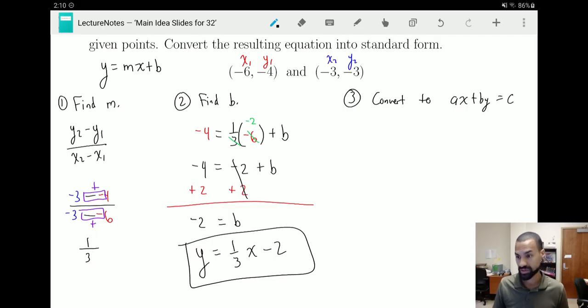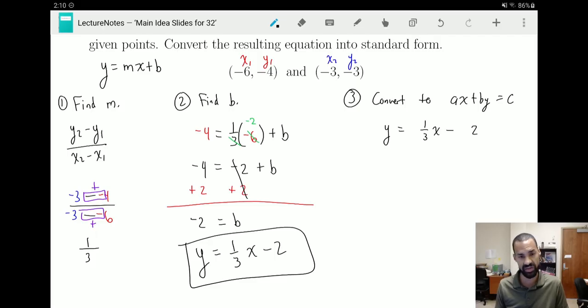Now remember, 2 things about standard form. First of all, there are no fractions, okay? No fractions, no decimals, nothing like that. Second of all, you have the x term first, the y term on one side, added together, and then you have the constant term on the other. So we have a few things we need to do here. The first thing I recommend that we do, though, is we get rid of the fraction.